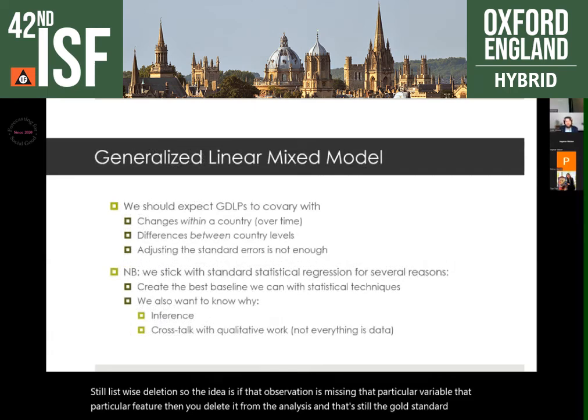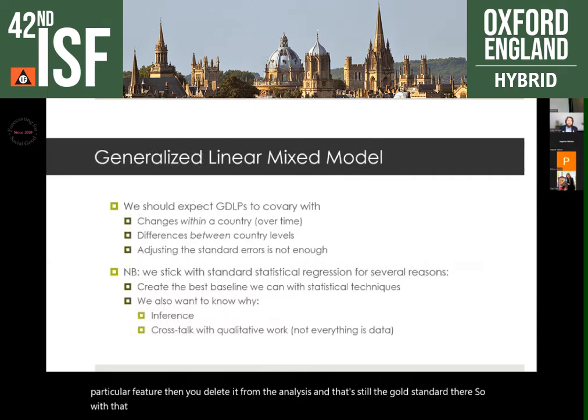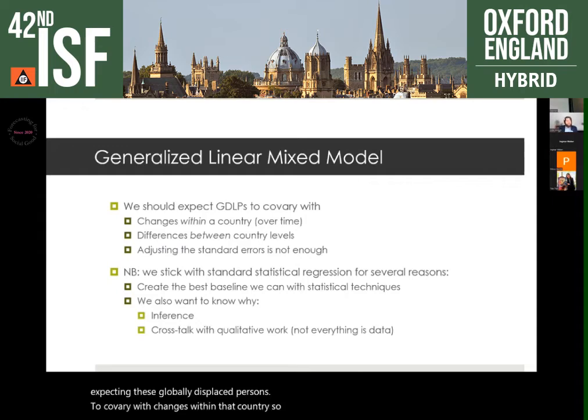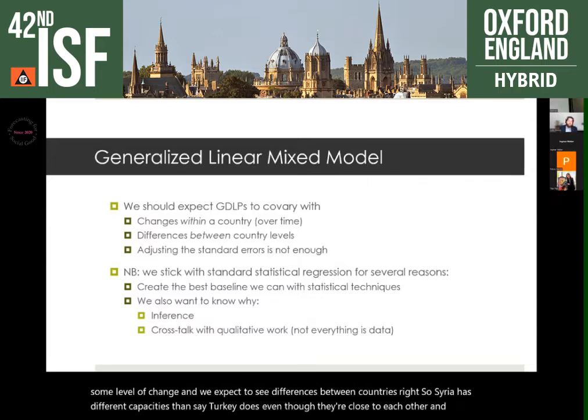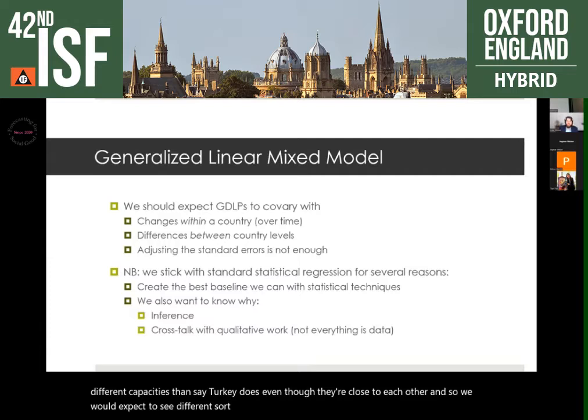So with that approach, our actual model is a generalized linear mixed model. We're expecting these globally displaced persons to covary with changes within that country. So as things change inside Syria, we expect to see some level of change, and we expect to see differences between countries. Syria has different capacities than, say, Turkey does, even though they're close to each other, and so we would expect to see different effects going on there.